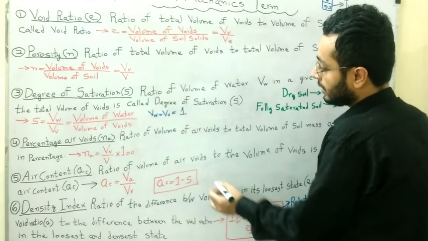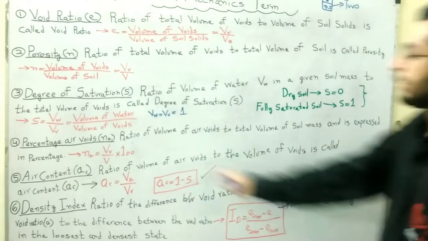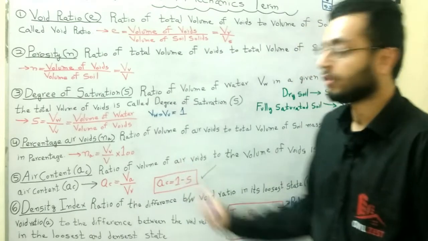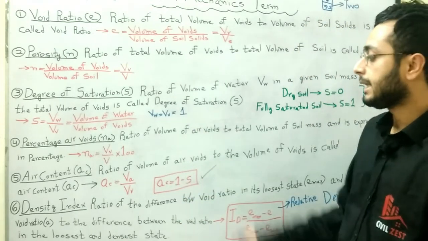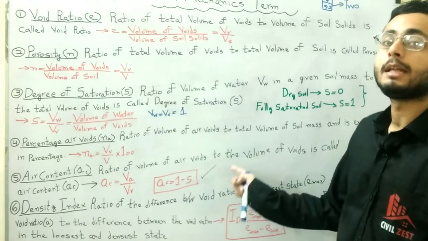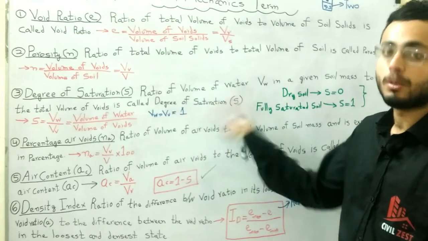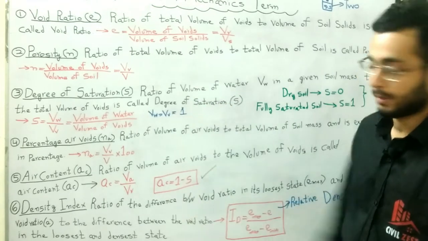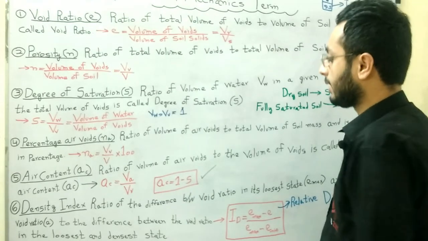Another important equation is AC is equal to 1 minus S. AC is our air content and S is our degree of saturation. Now this equation can be derived, but here I have written that AC is equal to 1 minus S, and it is one of the important equations to solve numericals of soil mechanics from this topic. So you can also remember that simple equation: AC is equal to 1 minus S.